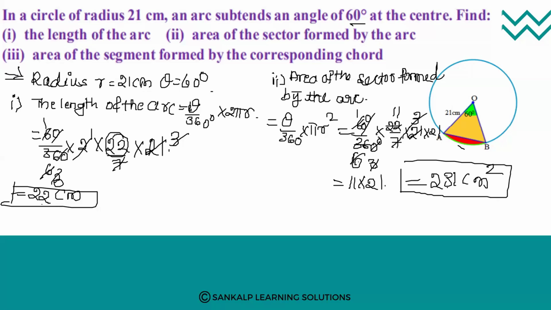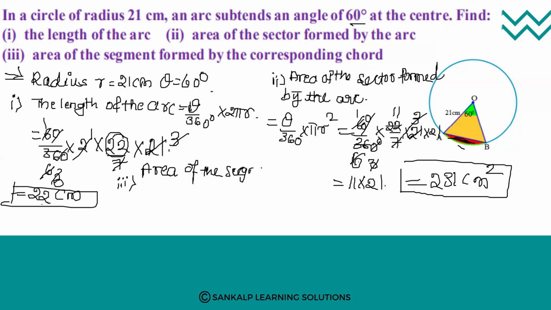Next, area of the segment. So this is important. Area of the segment we have to find out. Segment means we have this part. So what is this part? This full sector minus this triangle OAB. So area of the sector minus area of equilateral triangle AOB.